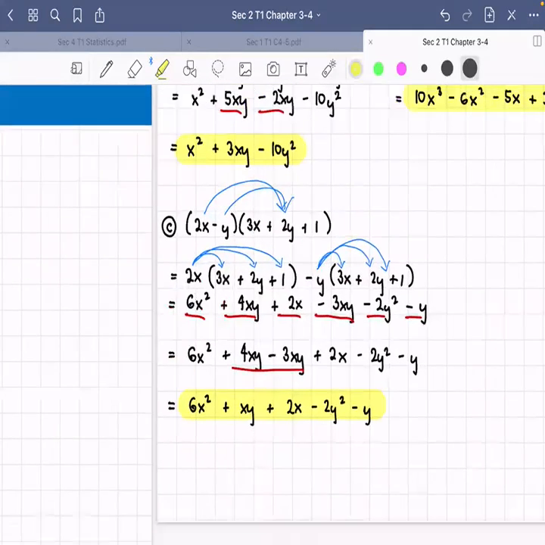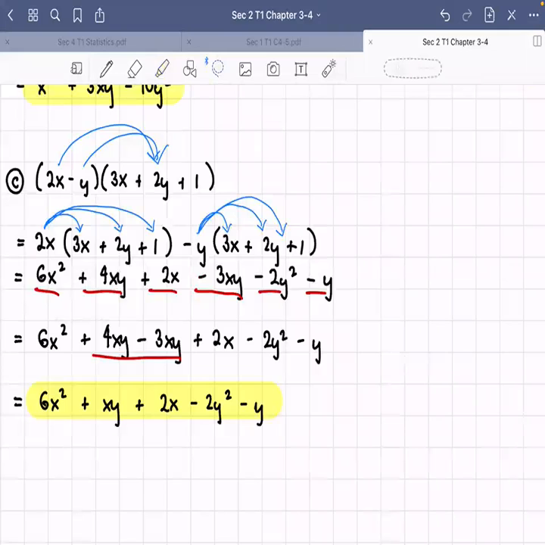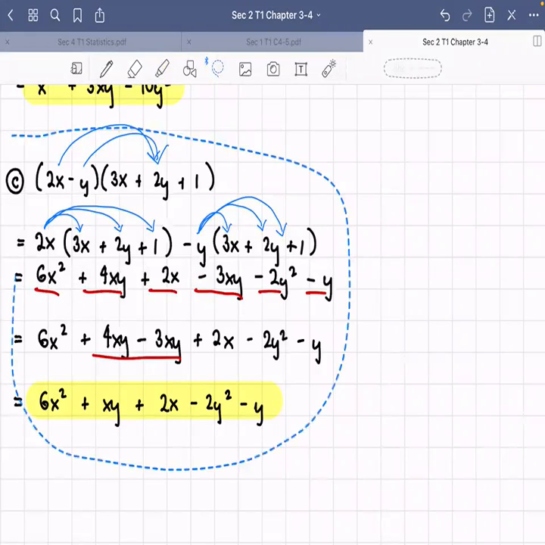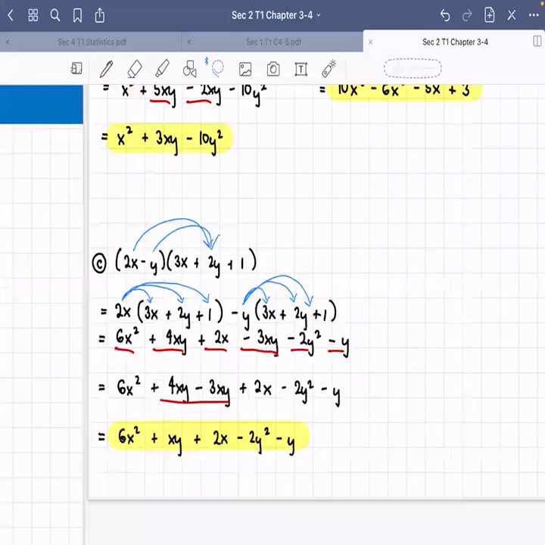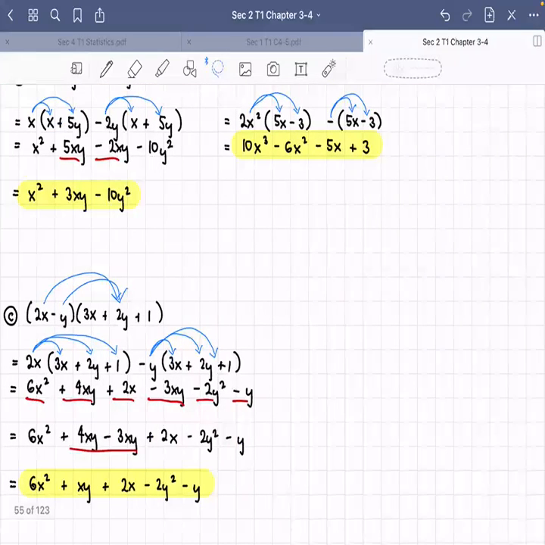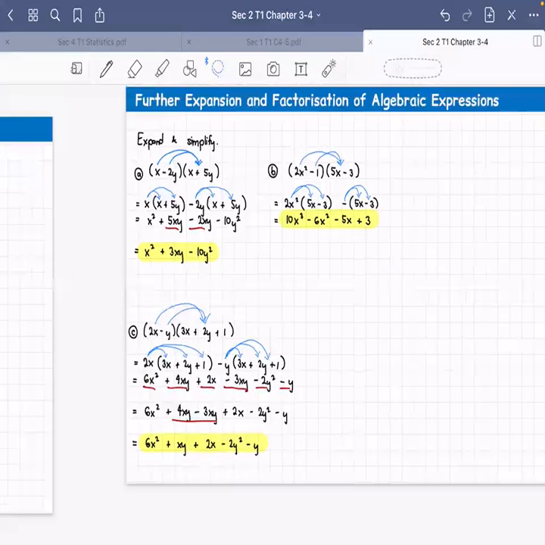Do you have any question with letter C? Check too. Oh, it's long, I know. Okay, letter C. Okay, no question, class.